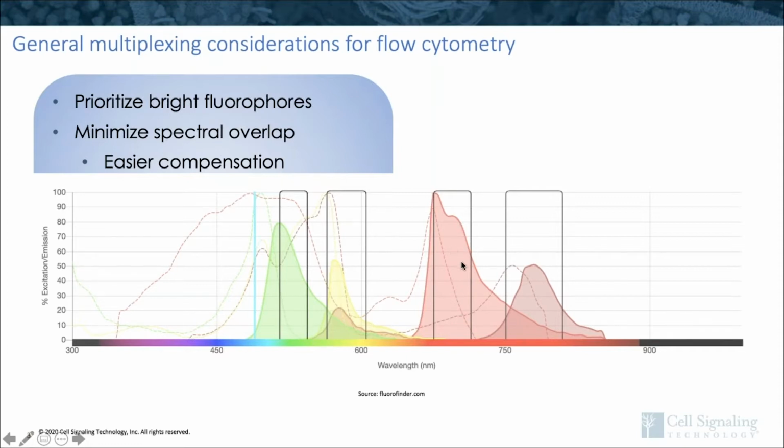Same thing really goes for this first tandem, the PerCP-Cy5.5. But if we're looking at our PE channel, we're going to have to compensate out signal that's spilling over from the PerCP-Cy5.5 channel, as well as from our second tandem dye, our PE-Cy7.